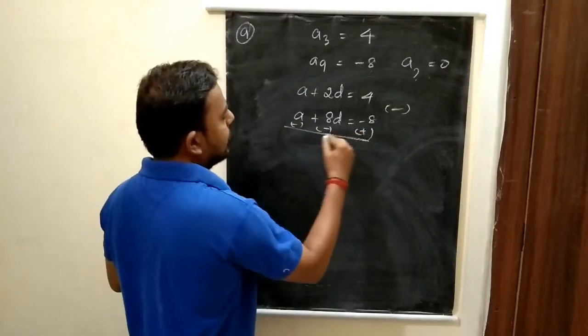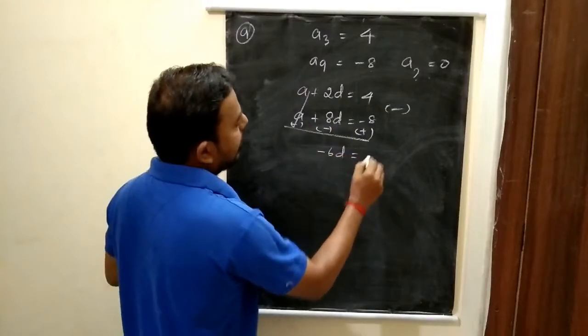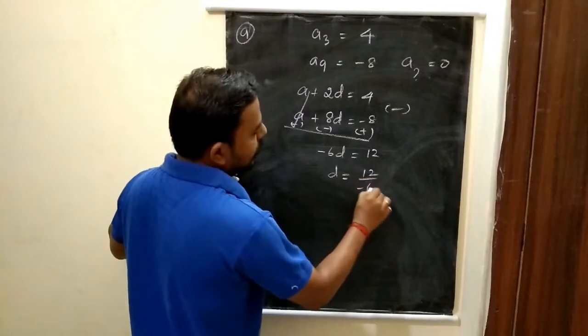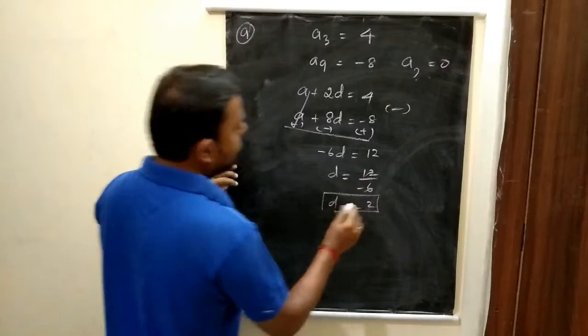So here plus. Cancel this. So 2, so minus 6d equal to 12. So d equal to 12 divided by minus 6. So d equal to minus 2.